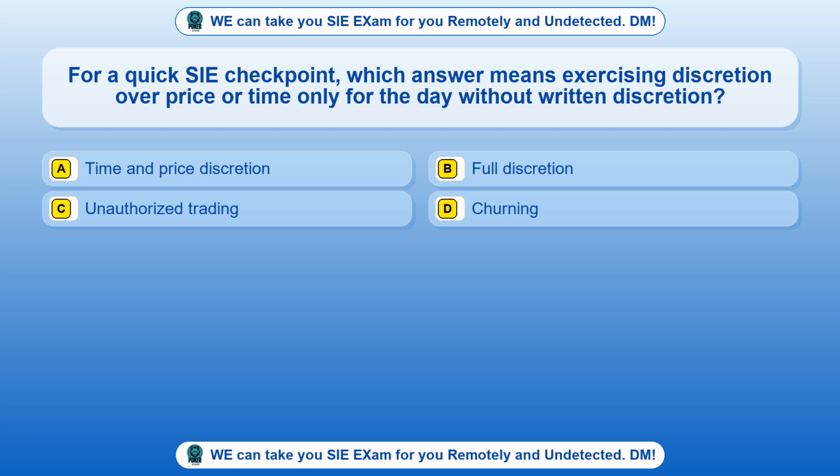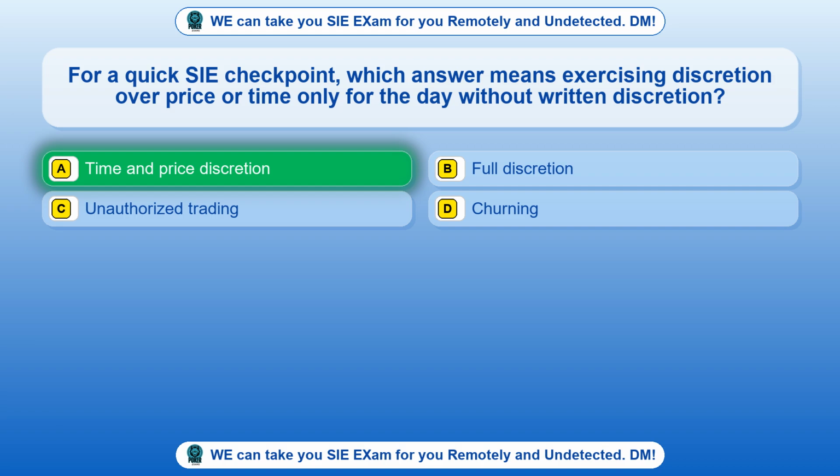Question 1. For a quick SIE checkpoint, which answer means exercising discretion over price or time only for the day without written discretion? Option A, time and price discretion. Option B, full discretion. Option C, unauthorized trading. Option D, churning. The correct answer is option A, time and price discretion.